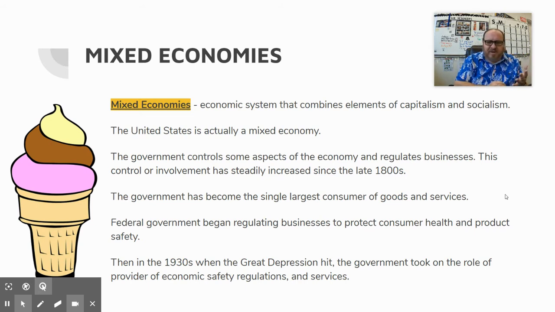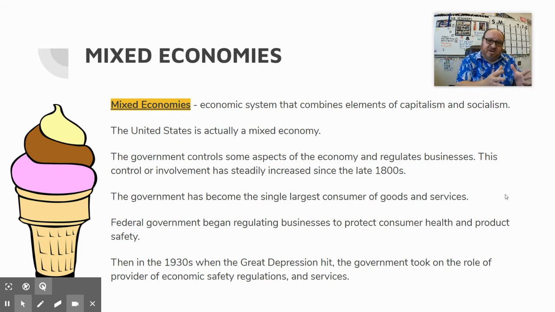The federal government began regulating businesses mostly to protect consumer health and product safety. As people were starting to consume things and get sick, children were dying while taking medications and things like that. People started to speak up and say, hey, we need the government to step in and do some sort of regulation. Government needs to protect us. They need to provide for our welfare and safety. And so they started to demand that government make laws regarding these things.